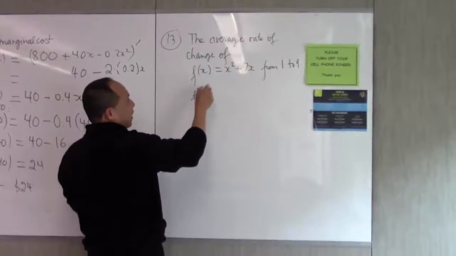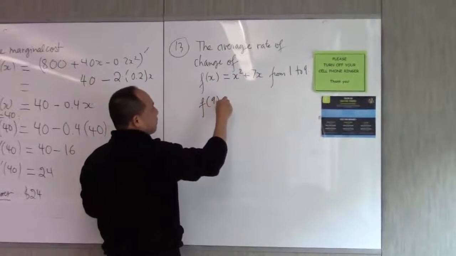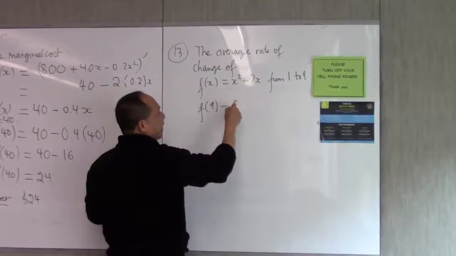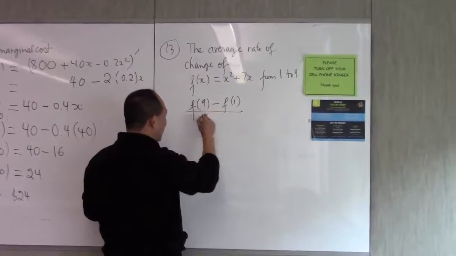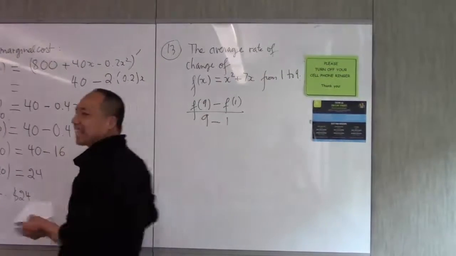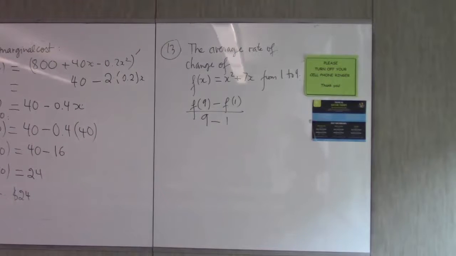You can write this as f of 9 minus f of 1, all divided by 9 minus 1. That is the average rate of change. And after that you can plug in. Very good, that's a very good plug in.